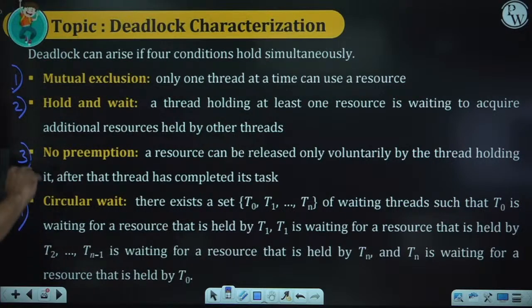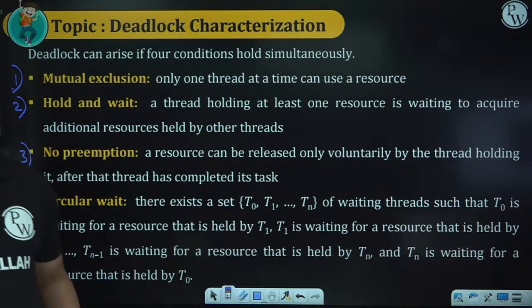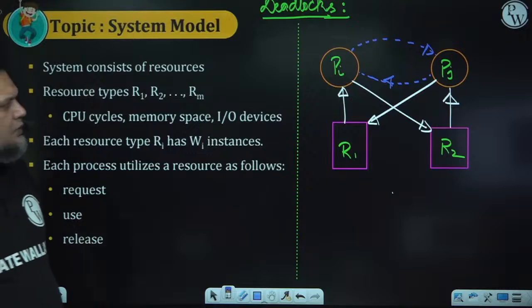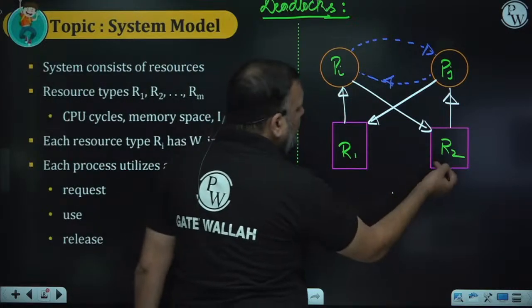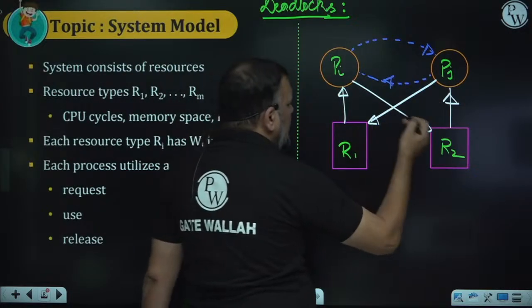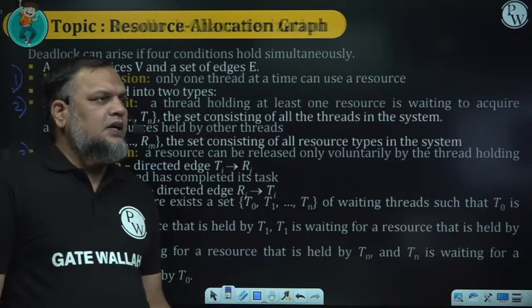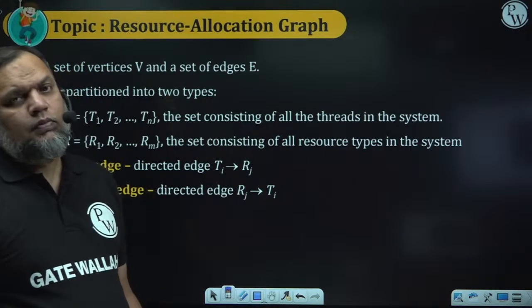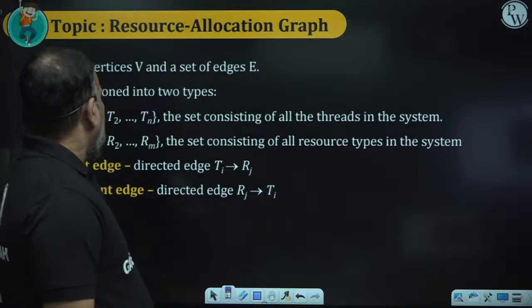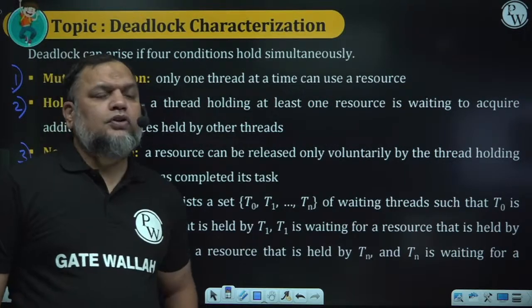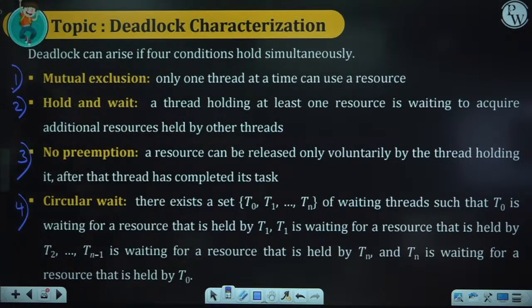थर्ड पॉइंट, no preemption. No preemption of resource मतलब अगर आप previous diagram देखो, PI cannot take away R2 from PJ, PJ cannot take away R1 from PI. तो for a deadlock to happen compulsory ये है कि there should be no preemption of resource. मतलब processes will release the resources voluntarily. Processes जो है ना वो resources को छोड़ेंगे voluntarily. So no preemption becomes a necessary condition.